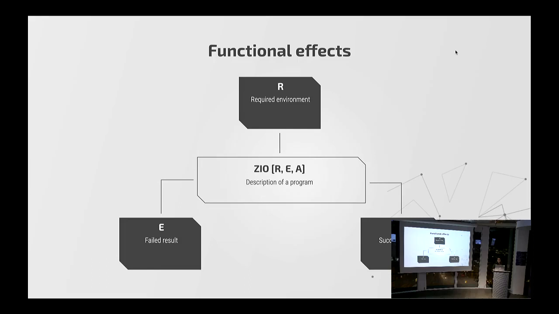Because ZIO has many type parameters, sometimes you don't need R, sometimes you don't need E, and sometimes you have programs that obviously succeed. It's rare, but sometimes you also have programs that fail with throwable. So ZIO offers type aliases to make it simpler in your code. For example, if you have a program that fails with throwable but requires an environment, you can use RIO.